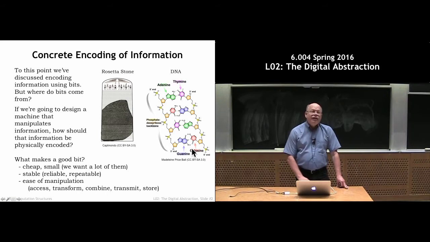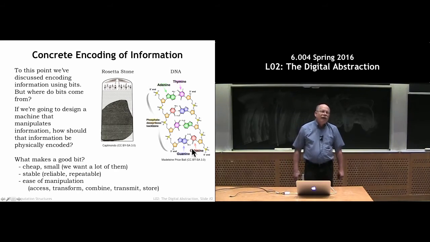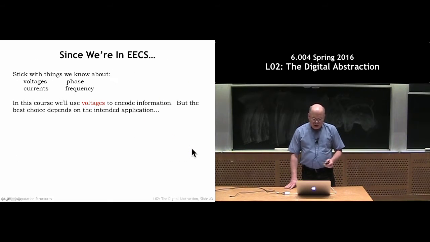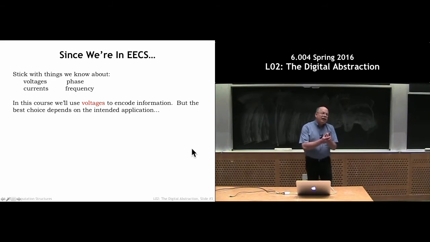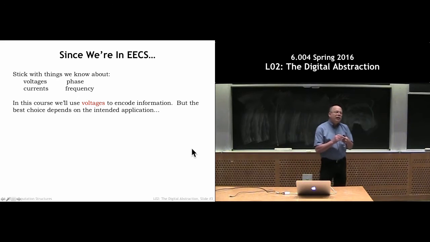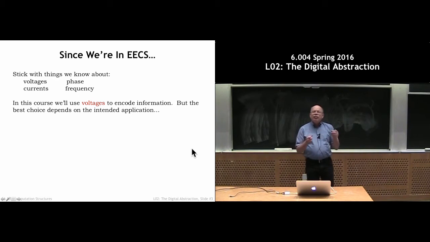This strikes me as fascinating stuff. It may be that we'll all have little bits of organic computing all around us in the years to come. However, we're in electrical engineering and computer science, not biological engineering. So we're going to use electrical phenomena, which have some advantages. We could use voltages or currents. And in fact, most of the devices we have use a mixture of both.